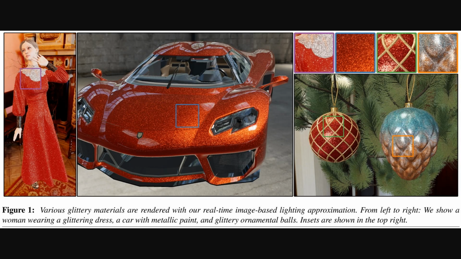And right away, the first figure gives us a fantastic look at what this technique can do. We see three very different examples: a woman in a glittering dress, a car with that sparkly metallic paint, and some very detailed Christmas ornaments. What's happening here is a technique called image-based lighting, or IBL. That's where you use a full picture of the surrounding world to light a scene, which creates incredibly realistic reflections. The results here on these varied surfaces look amazing, showing just how well the approximation works in real time.